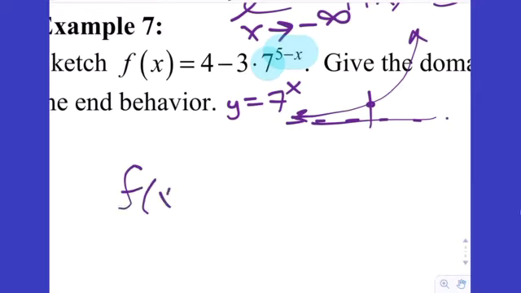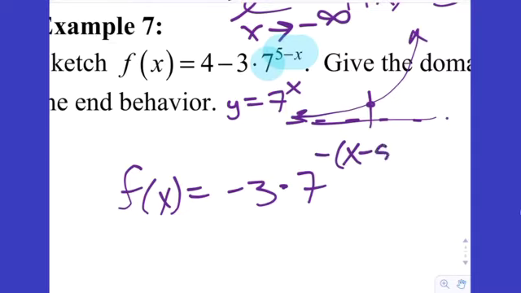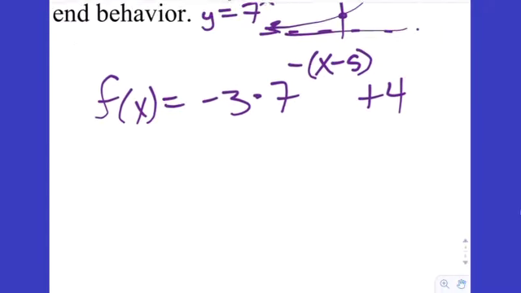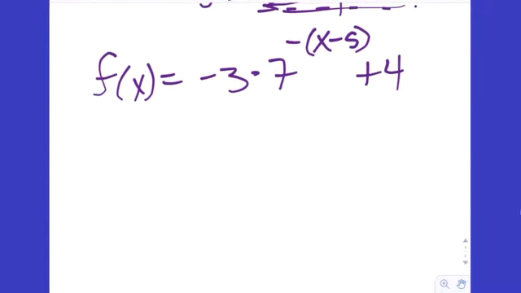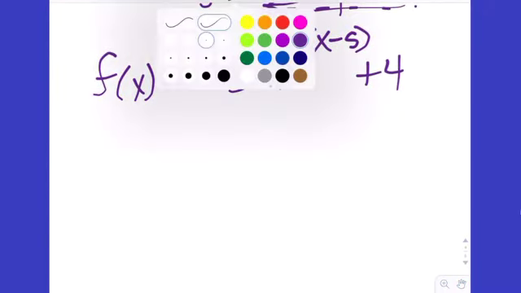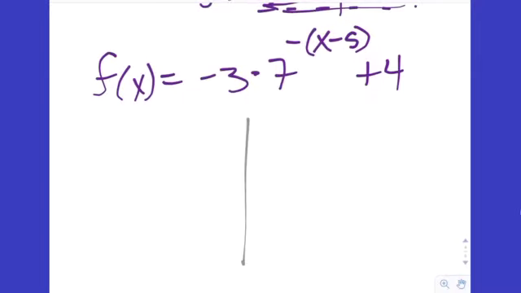So to sketch this one, we've got negative 3 times 7 to the negative parentheses x minus 5, plus 4. There it is in one fell swoop. The exponent, if you flip it around, you get negative x plus 5. You factor out the negative from both terms, and you get negative quantity x minus 5. Now I'm going to see if we can graph this guy in one step, like we just did for the e function.